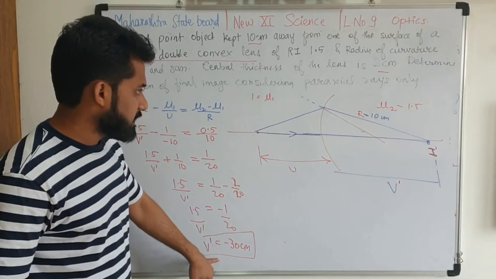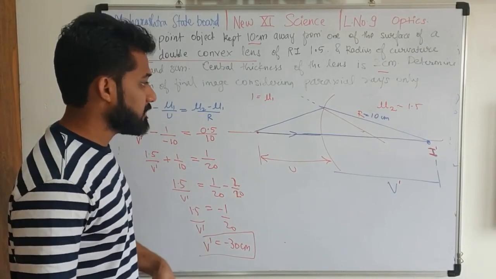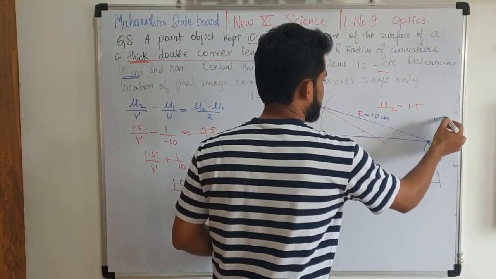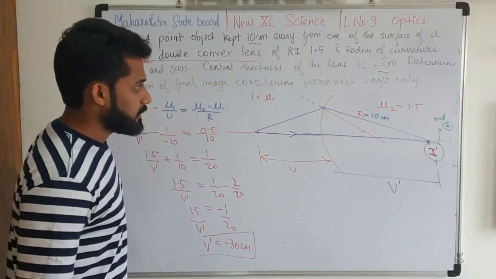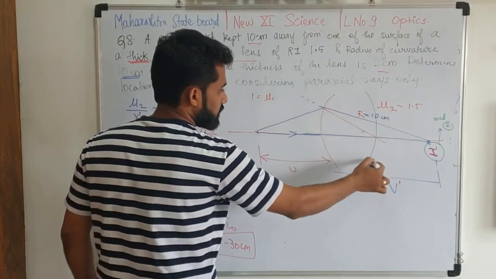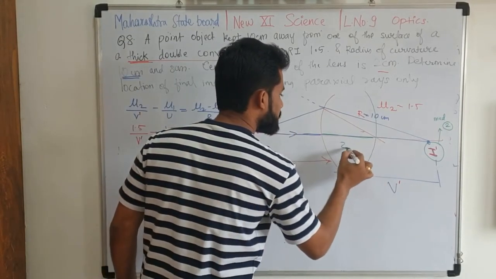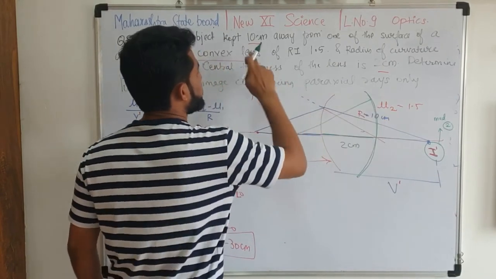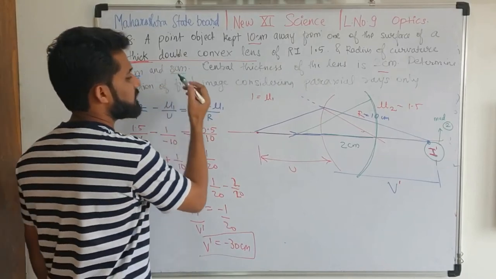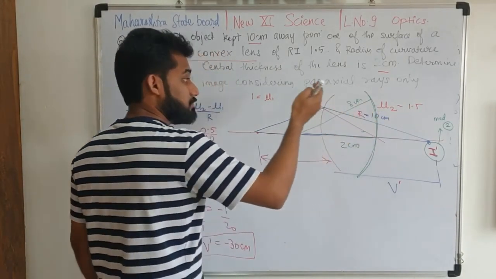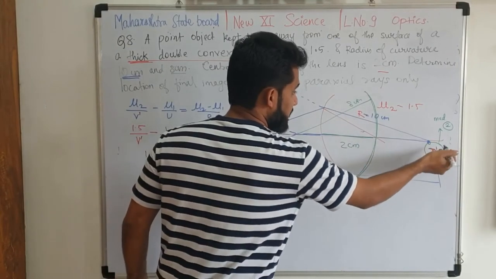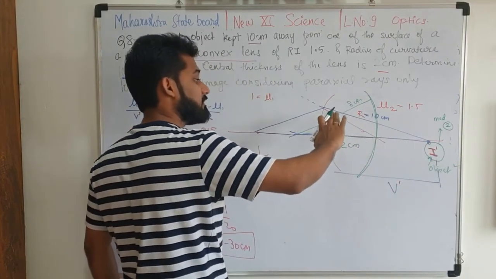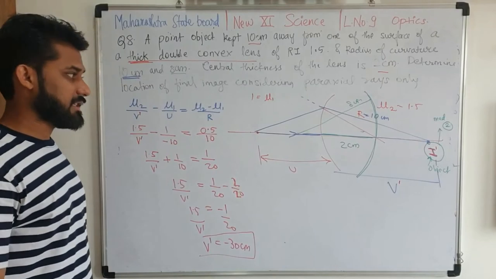So the intermediate image is at minus 30 centimeters, and this intermediate image is in medium 2. Now, if I place another curved surface over here, such that this distance becomes 2 centimeters, then this curved surface, whose radius of curvature is given as 8 centimeters. Because of this curved surface, this intermediate image will act as object, and now we want to find where the final image is going to form, right?